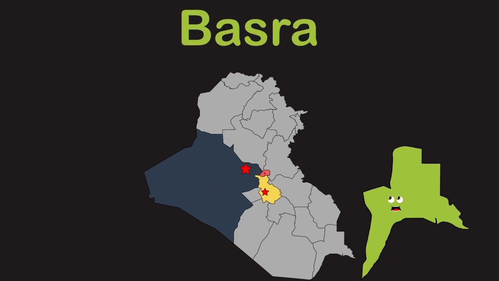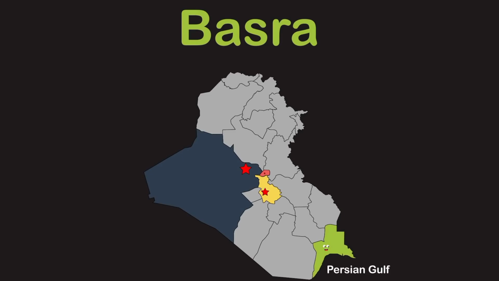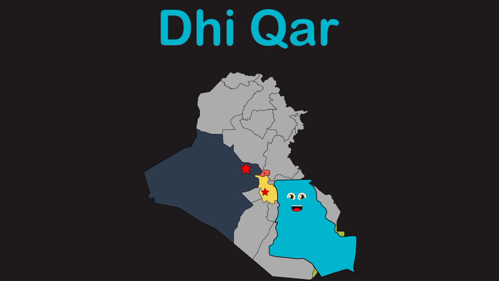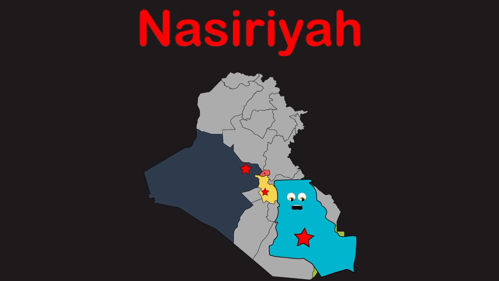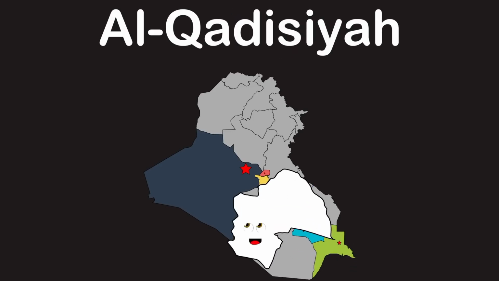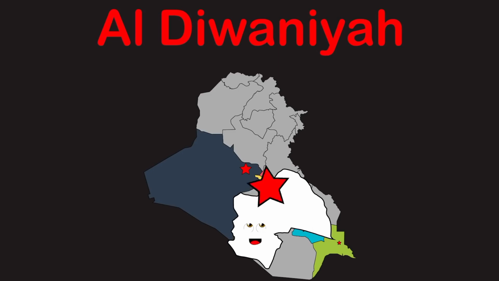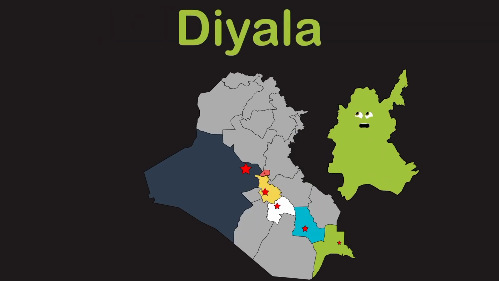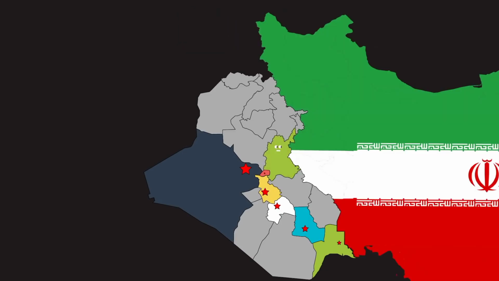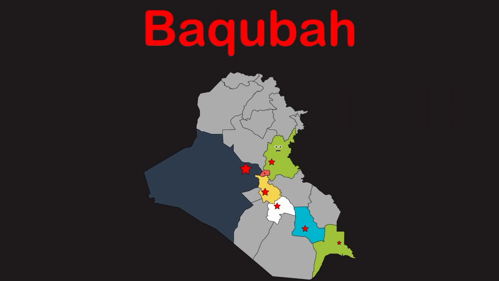I am Basra, I touch the Persian Gulf. My capital's name is Basra. You are smart, you should know. Dhi Qar is located in the southeast of Iraq. Nasiriyah is my capital, good to get you on track. Al-Qadisiyah is what you're looking at now. Al-Diwaniyah is my capital, we are pals. Diyala is the governorate that touches Iran. Baqubah is my capital, say it, I know you can.